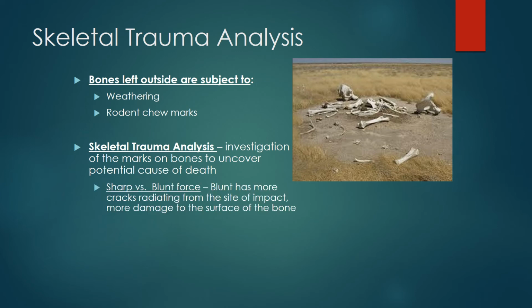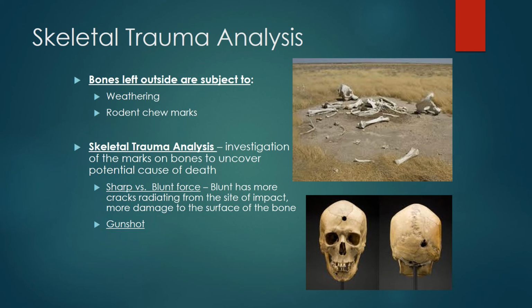So sharp versus blunt force. A blunt force trauma will have cracks radiating out from the site of an impact and more damage to the surface of the bone than a sharp force. Gunshot wounds are going to obviously leave a hole with some cracks radiating from them.